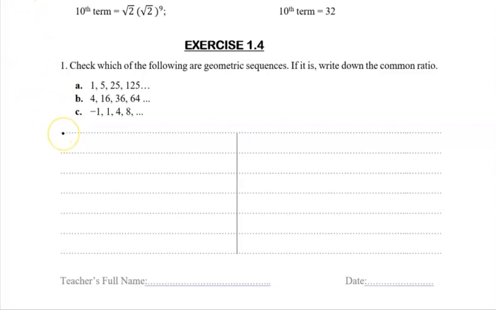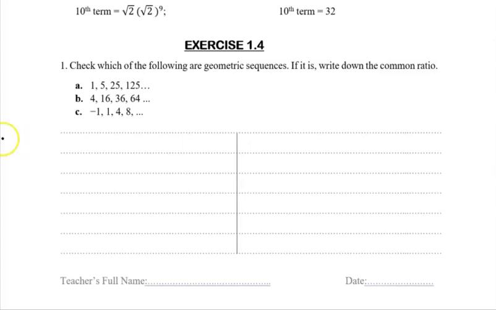So question 1 is asking us to check if it's a geometric sequence or not. Now to check if it's a geometric sequence, you have to divide a term by the previous term. Now when you check for a few numbers and you have the same number, then it's a geometric sequence.